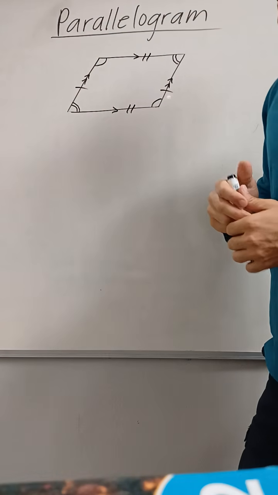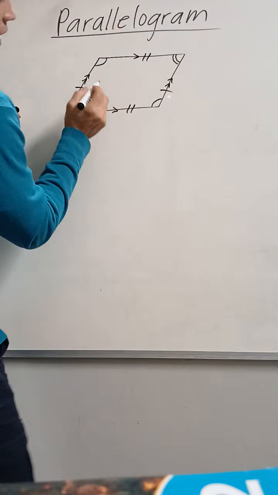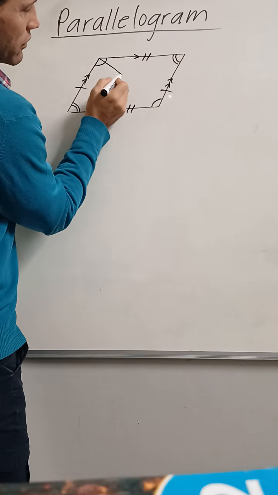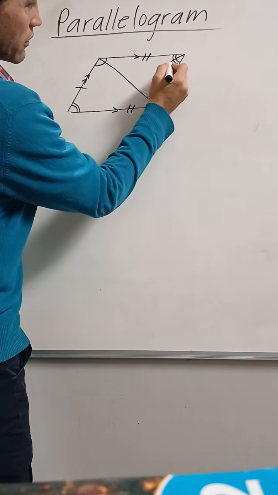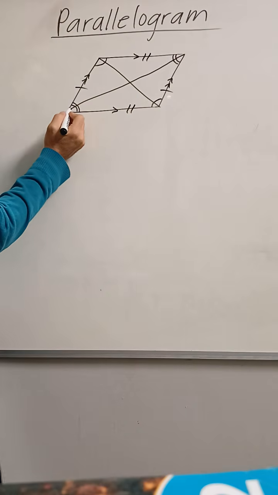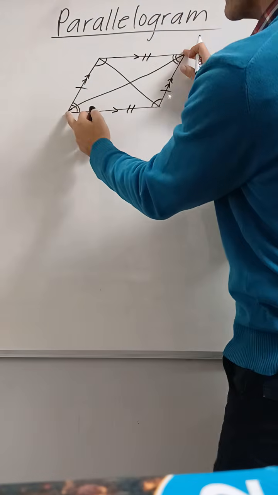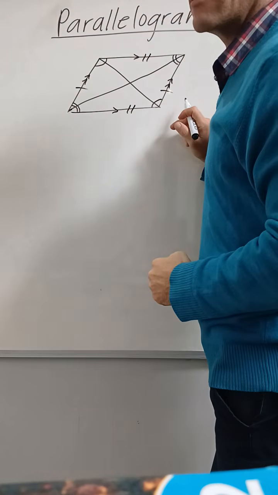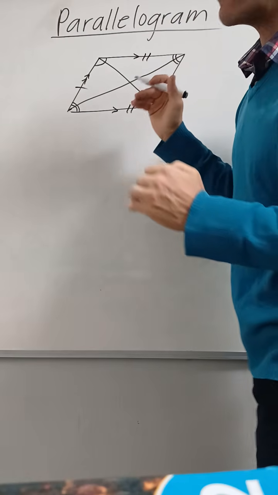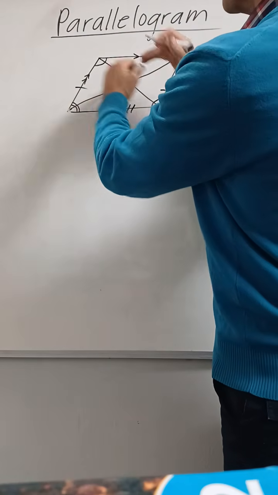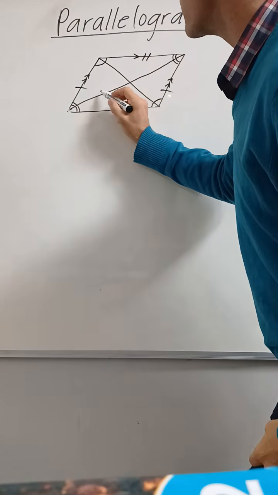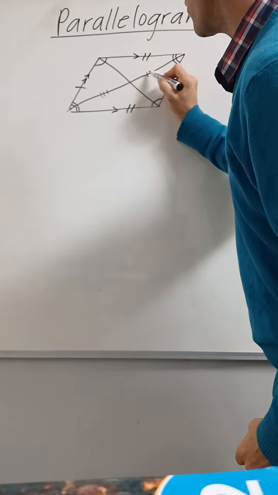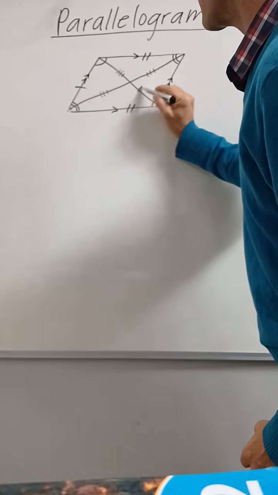And then the last thing is the diagonals. If you sketch a diagonal here and a diagonal there, you can say the diagonals bisect each other. Bisect means it cuts it in half. So the diagonals bisect each other, which means this part here is just as long as this part here, and that part there is just as long as that.